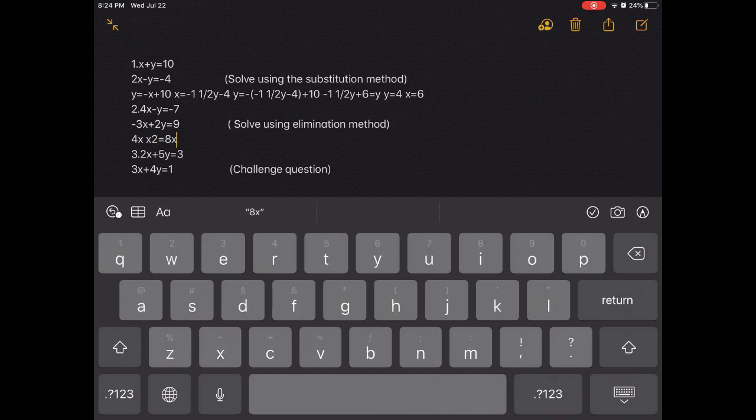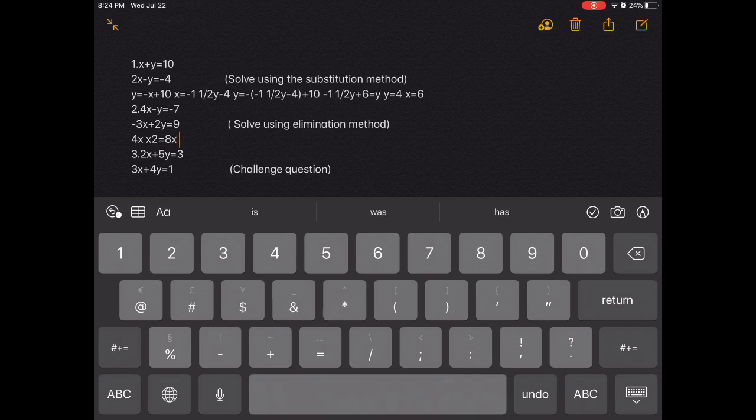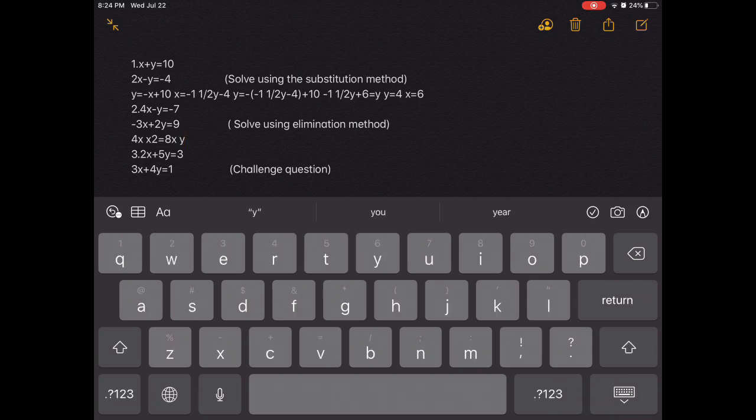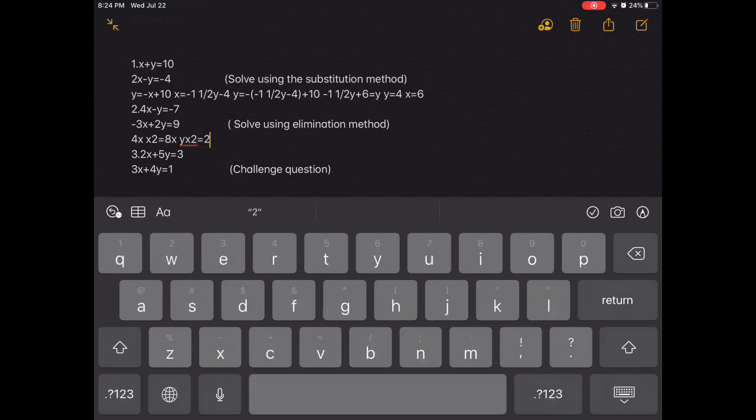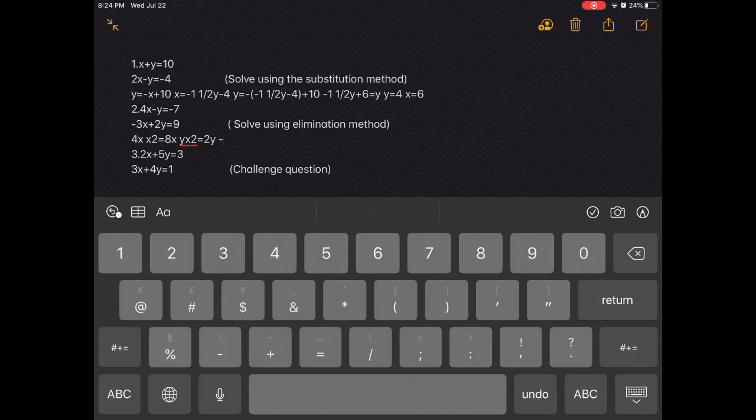So for number 2, you have to solve using the elimination method. So if you didn't see, there's a y in the top equation and there's 2y in the bottom equation. So you have to multiply the entire top equation by 2. So that's basically what you do. So after you do that, just let me type this first.